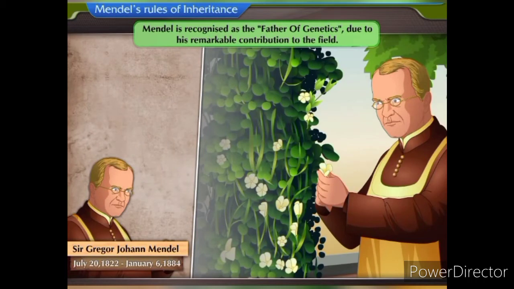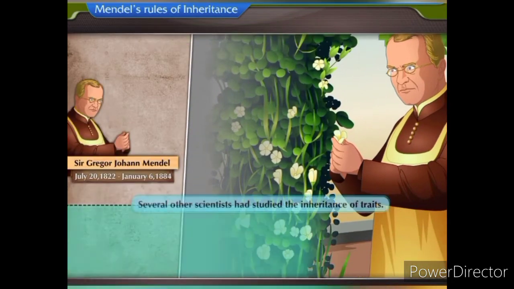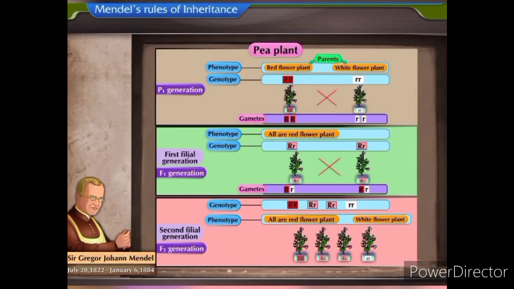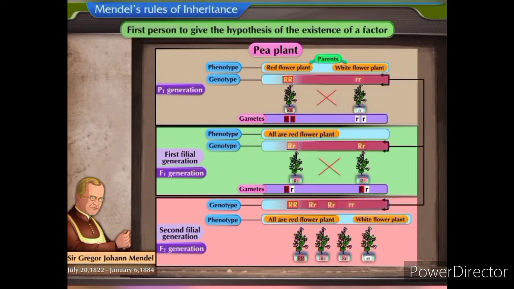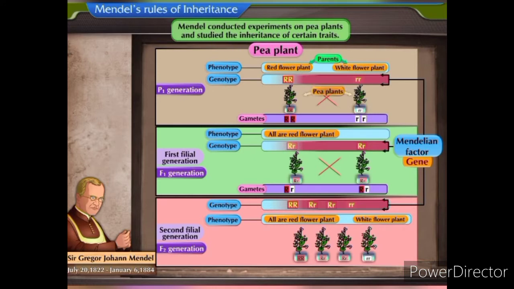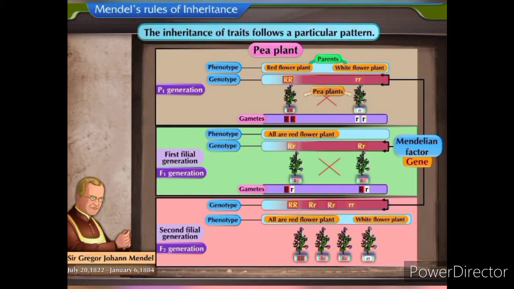He is now recognized as the father of genetics due to his remarkable contribution to the field. Several other scientists had studied the inheritance of traits. However, Mendel blended his knowledge of science and mathematics and was the first person to give the hypothesis of the existence of a factor called the Mendelian factor to explain continuity and variation. This factor is known as gene. He conducted experiments on pea plants and studied the inheritance of certain traits. He concluded that the inheritance of these traits follows a particular pattern.